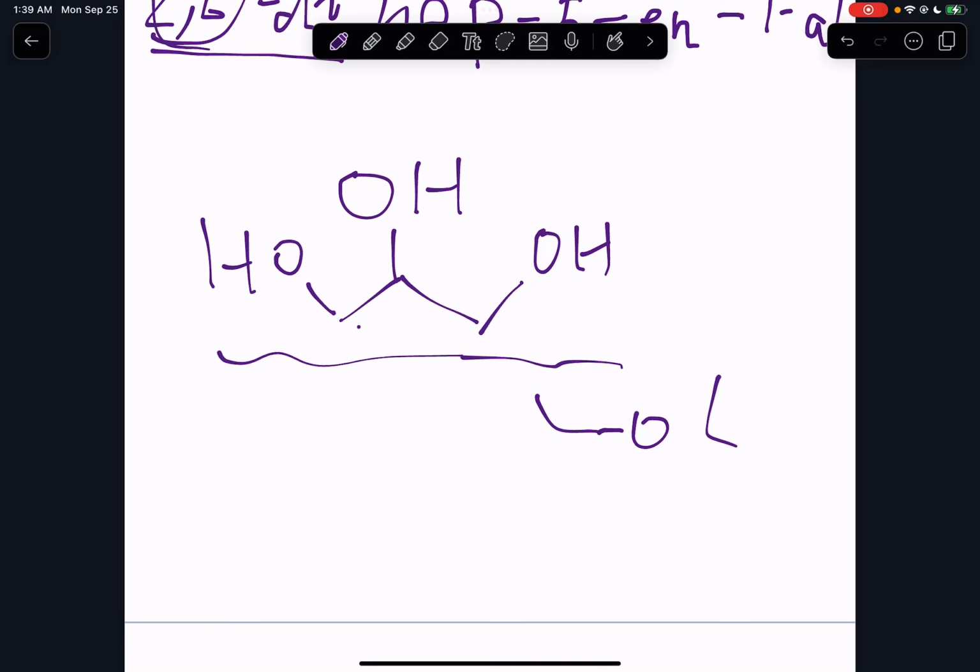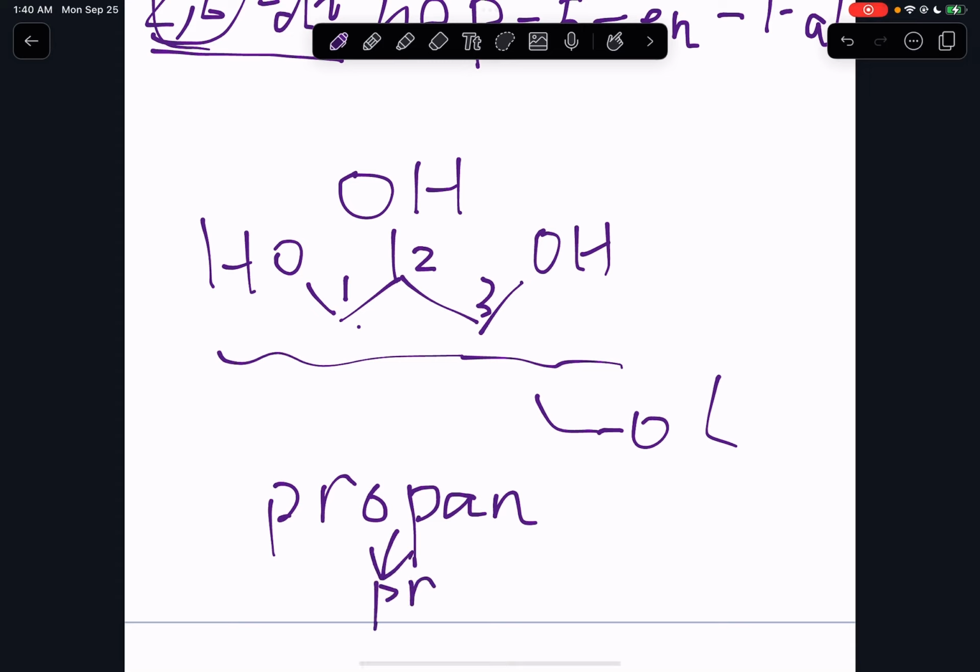We can count either from left to right or right to left. So let's start from left to right. 1, 2, and 3. So in this case, we have 3 carbon atoms. What's the thing to represent 3? Exactly, propane. And what do we need to do now? Propane, we can also write as prop. This is a short form.